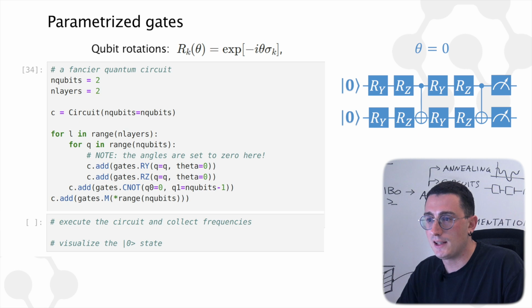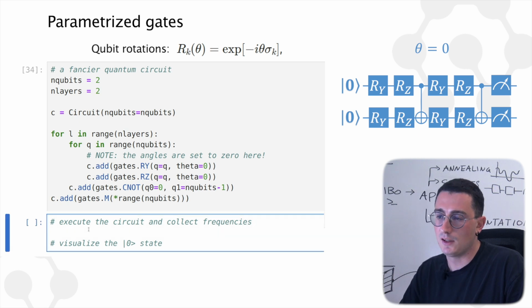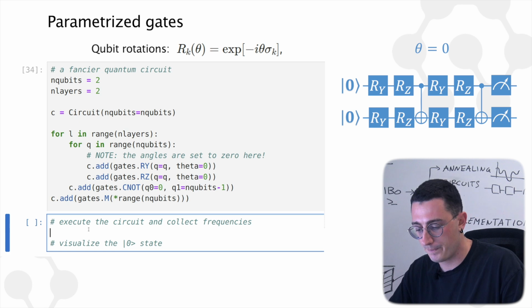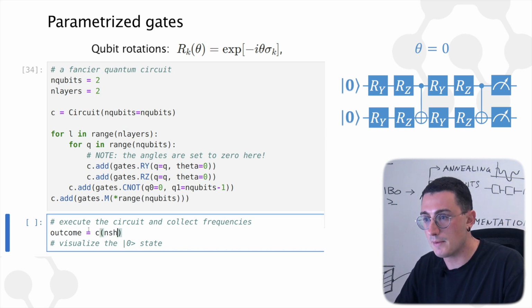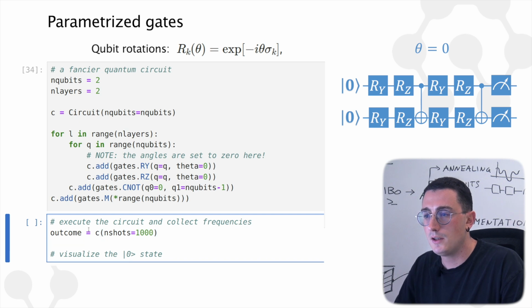So we can check it by executing the circuit, collecting the frequencies and printing them like we did before. So we can collect an outcome object equal to C, executed with a certain number of shots equal to 1000. And then from the outcome we can also collect the frequencies. Frec equal to outcome.frequencies.